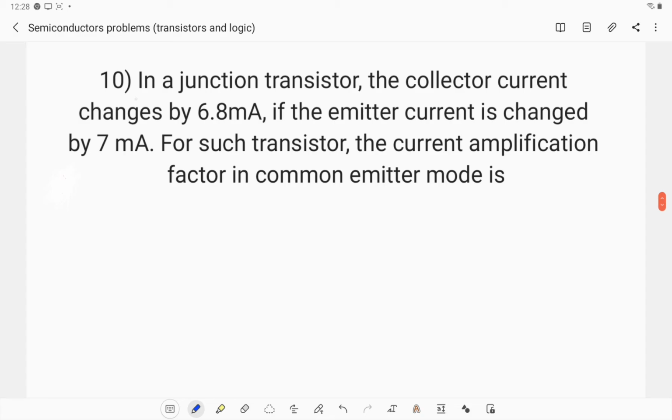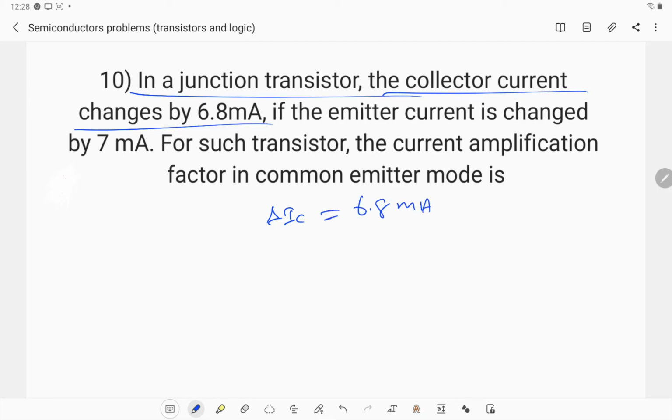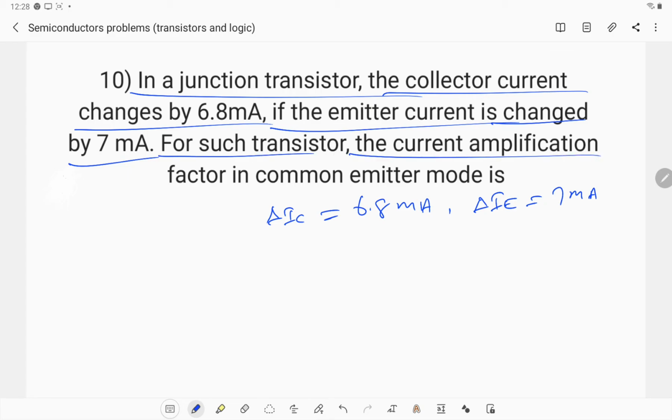Next one. In a junction transistor, the collector current changes by delta IC is equal to 6.8 milliamperes, if the emitter current is changed by delta IE is equal to 7 milliamperes. For such a transistor, the current amplification factor in common emitter mode, beta, is equal to delta IC by delta IB. Okay, IC is given but IB is not given.